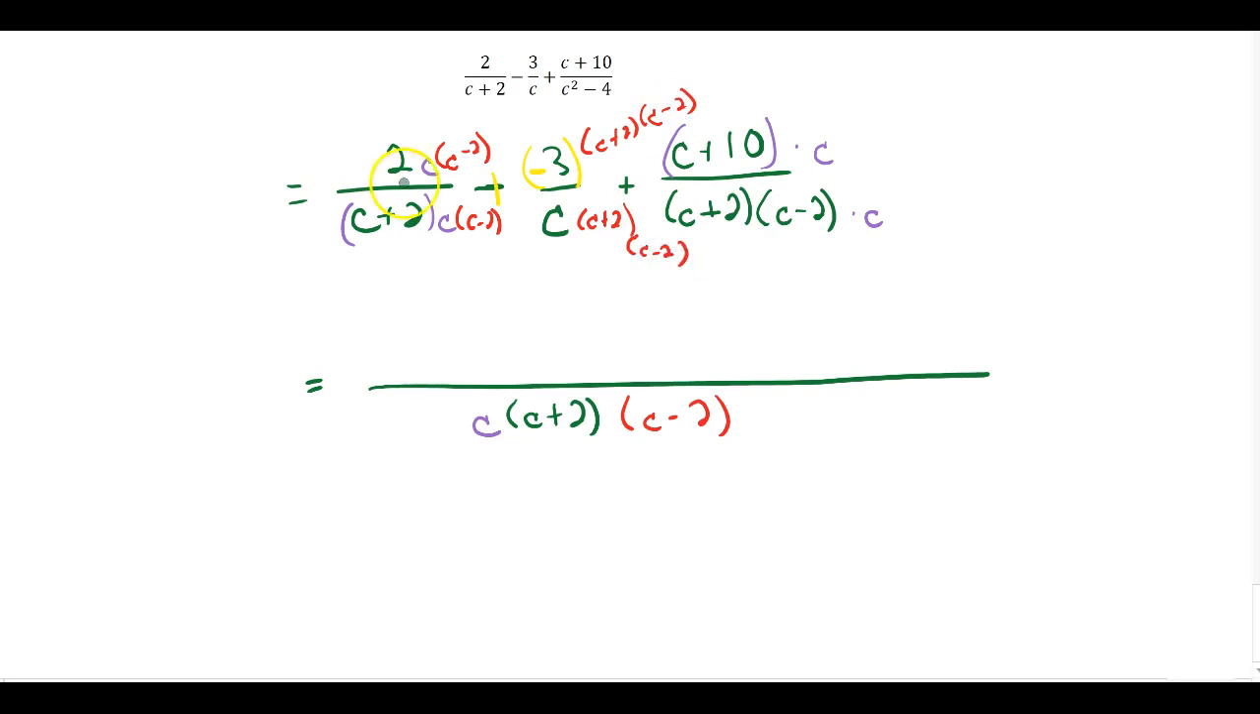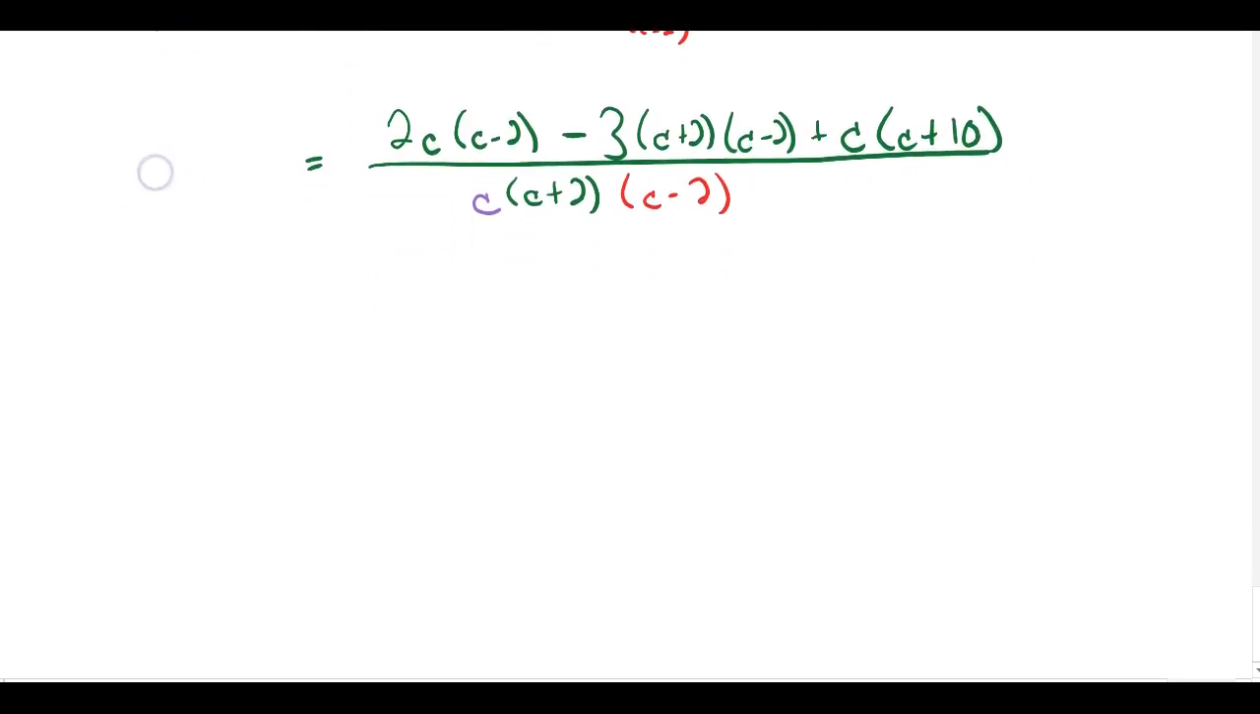So that gives me, on this first one, a 2c times a c minus 2. And right here, it doesn't really matter if I use the plus or minus, that 3 is negative. c plus 2, c minus 2. And then this one, I end up with plus a c times c plus 10. And I'm going to multiply these out. So here I'm going to distribute 2c in here. And I'm going to get 2c squared minus a 4c.